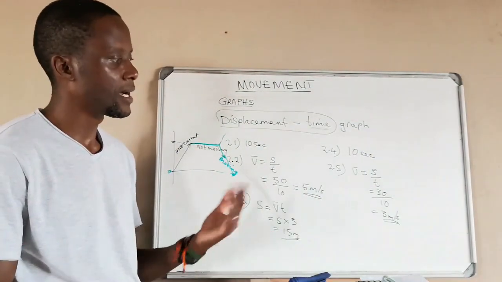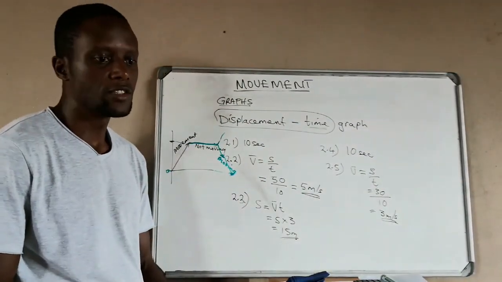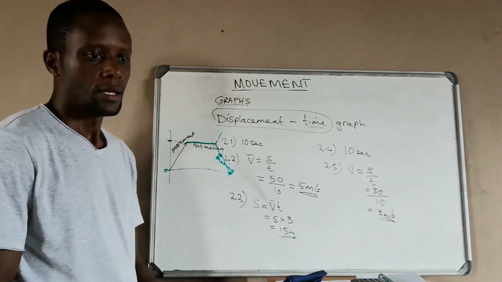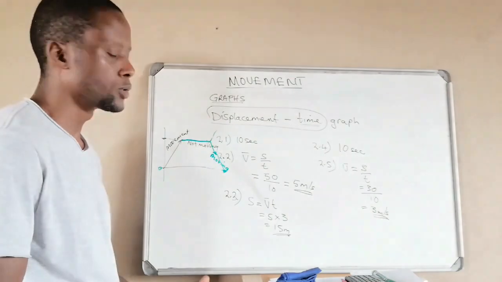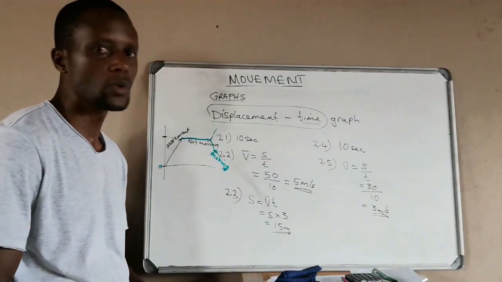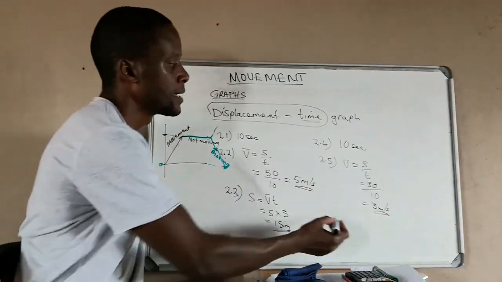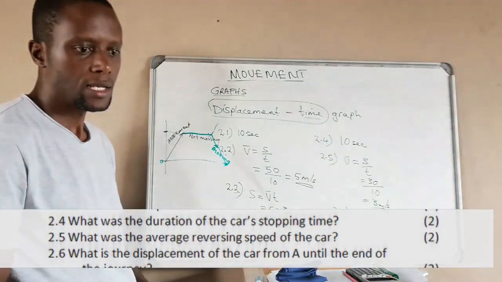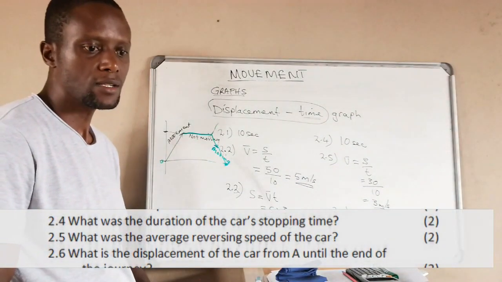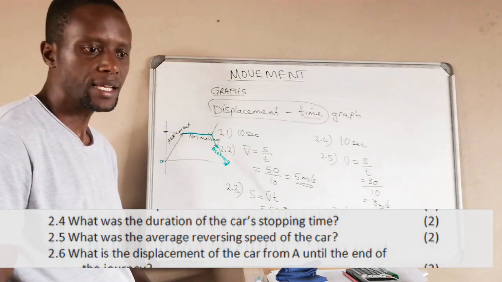That is basically our displacement time graph. There is nothing much that we can say about it, but you look at the graph, you observe, and you analyze, and you answer accordingly. Then our last question, 2.6, says, what is the displacement of the car from A until the end of the journey?